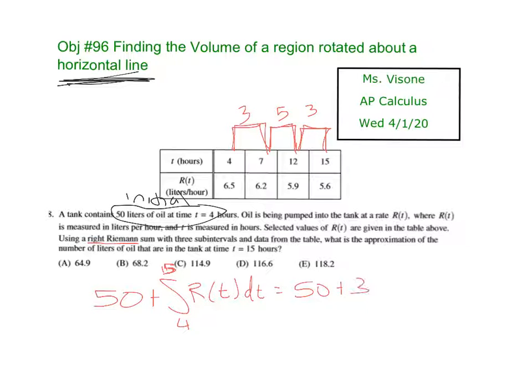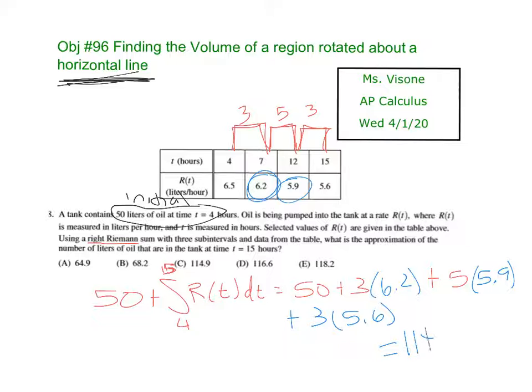So we get 50 plus. So I have my distance is 3. The right side has a y value of 6.2, plus my width of 5 with a right Riemann, the right side is 5.9, and then 3 times 5.6. So we're going to add all that together, and I got 114.9. I did this without a calculator. My guess is this is a calculator problem, based on the numbers, but you can do this without a calculator. I was able to.